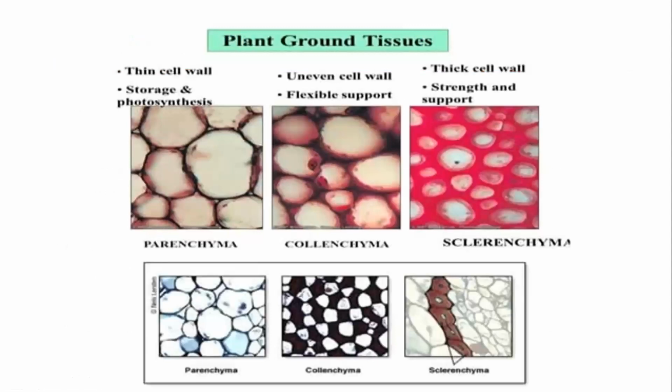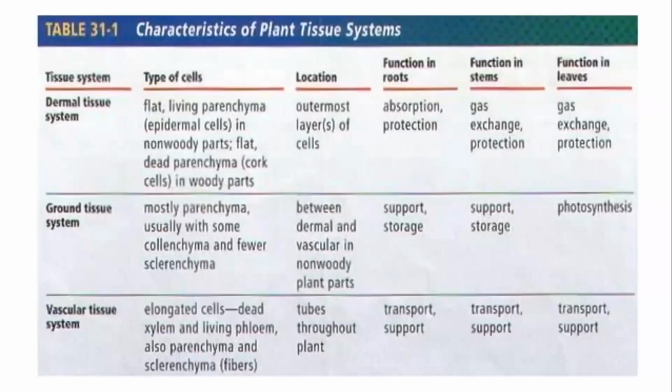So here the ground tissue is made up of parenchyma, collenchyma, and sclerenchyma. Parenchyma cells are thin walled, and their main functions are storage and photosynthesis. Collenchyma cells have uneven thickenings and are flexible, whereas sclerenchyma has thick cell walls, providing strength and support. So generally ground tissues are made up of parenchyma, collenchyma, and sclerenchyma.